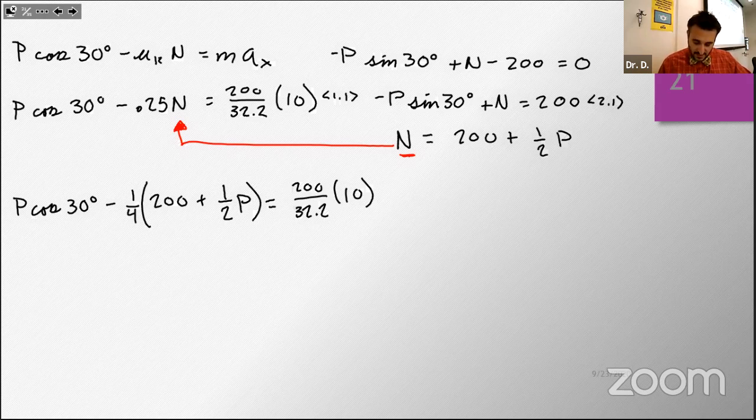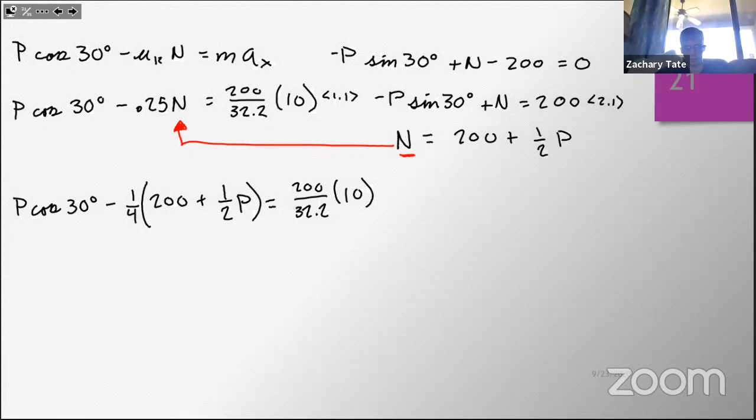So cosine 30 is 0.866. And is that in degrees or in radians? Yeah, mine says degrees, and that's what I got. 0.866.